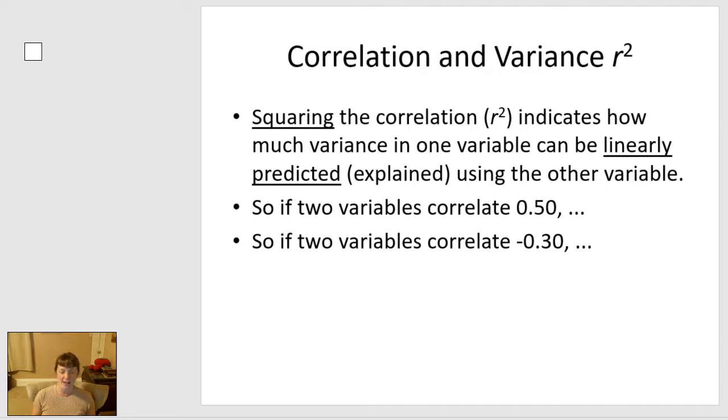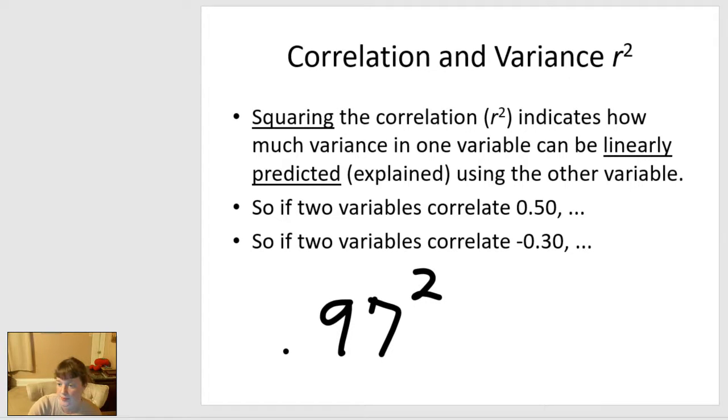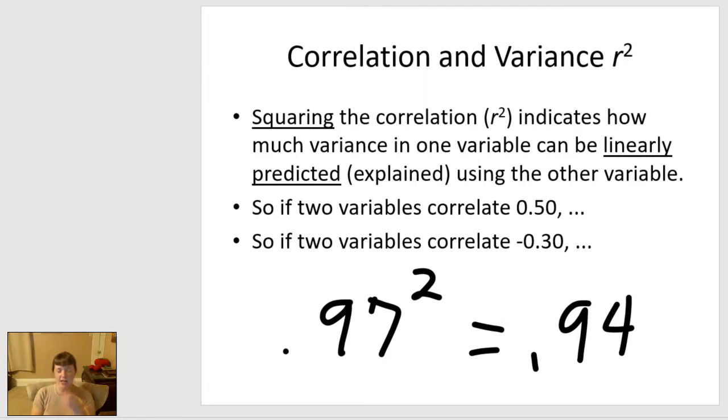And so let's say that there's a correlation. Let's use our example of height and weight. 0.97. Right? That is our correlation. To get the R squared, I would square that. So I take 0.97 and I square it to get 0.94 once I round. That means 94% of someone's weight can be predicted by their height.